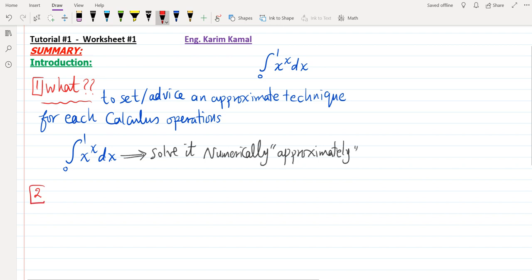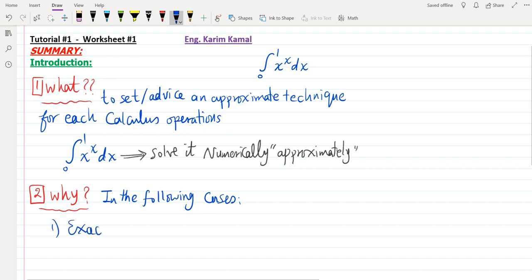The second question, which is, why can I do this? Why we use this course at this semester? In the following cases, you have to apply this course. First case, if the exact solution is not available, like exactly the integration at the beginning of this tutorial.